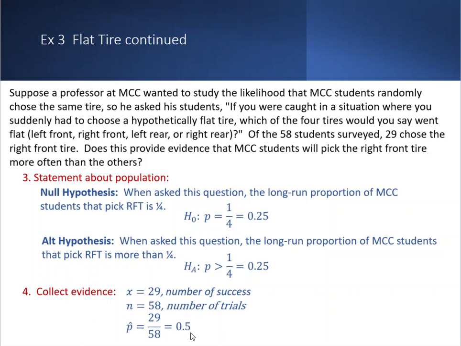So here we have our sample, and we want to analyze what's the probability of getting a sample of 50% picking right front tire. That's what we want to determine. Now, previously we've used the normal calculator, but this is where we're actually going to turn to StatCrunch and use a different method in order to do that.